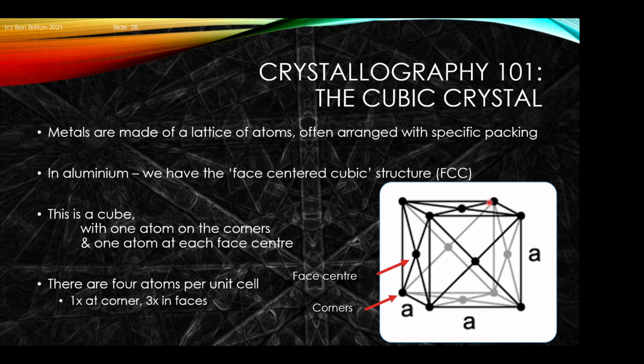So, a basic introduction to crystallography. Well, crystallography is effectively reflecting that metals or crystalline materials are typically made up of a lattice of atoms, often arranged with specific packing. If we consider aluminium as an example, we have the face-centered cubic structure that basically has a cube with an atom on each vertex, each corner of the cube, and then there is an atom in the face center.